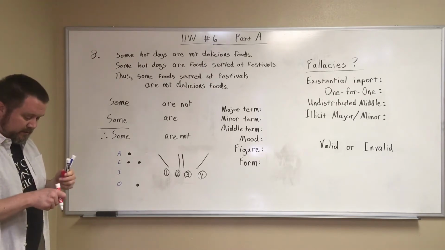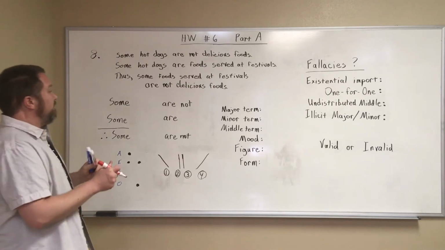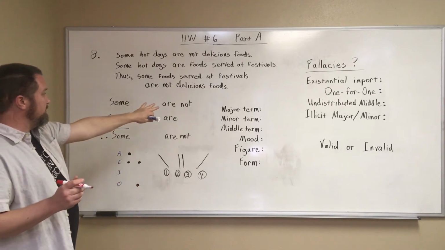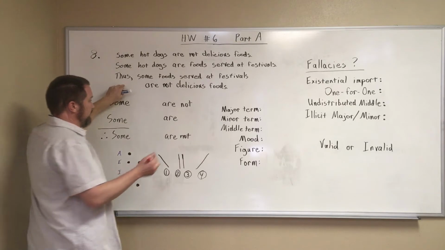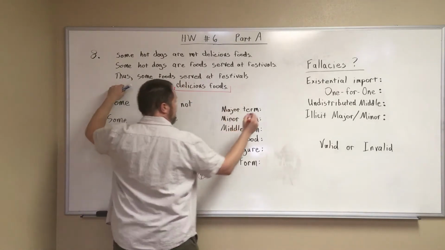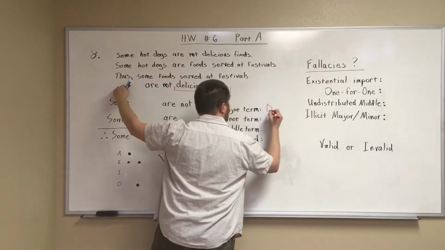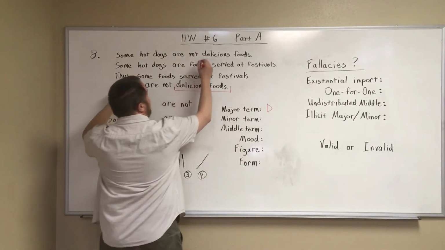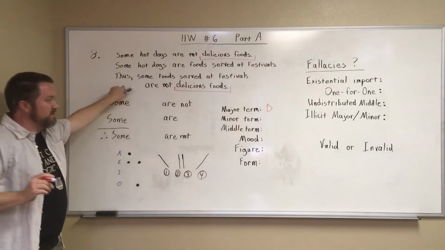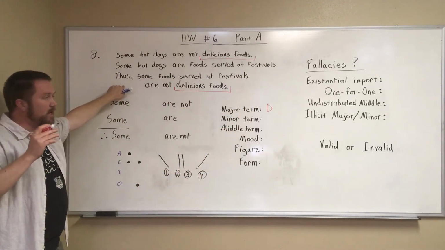So again, let's identify the major term. The major term is the predicate place of the conclusion. So looking at the conclusion, the predicate term is delicious foods. We're going to abbreviate that with a D. It appears in the first statement, which is the correct place because the major premise goes on top.